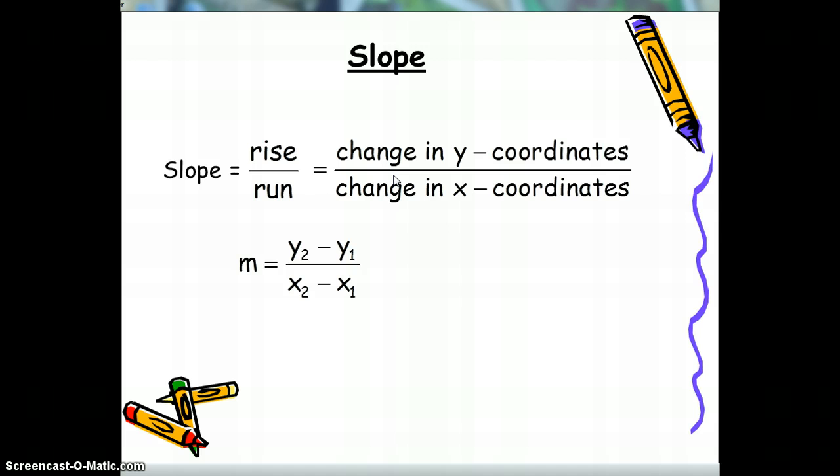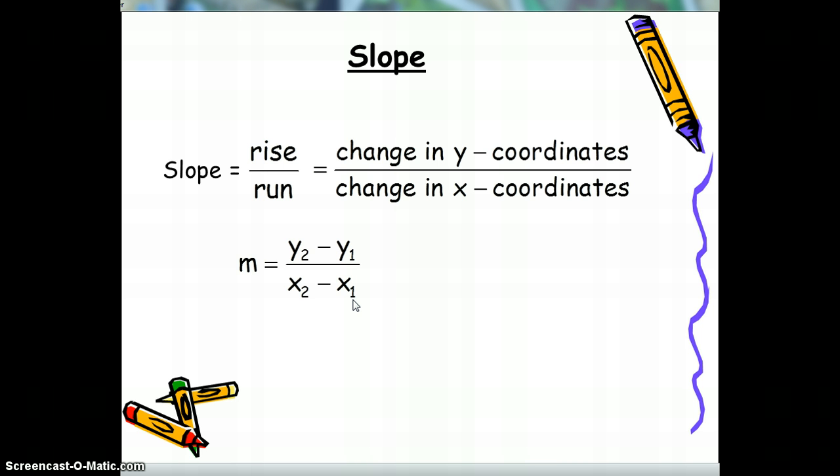But if you are given two sets of coordinates, you can use the slope formula in order to solve for your slope. So you would use y2, that means the y value from the second coordinate, minus the y value from the first coordinate, divided by the x value from the second coordinate minus the x value from the first coordinate. That's what x1 means.